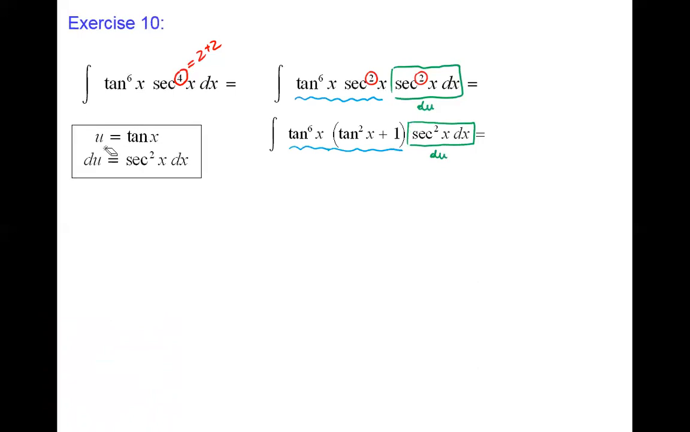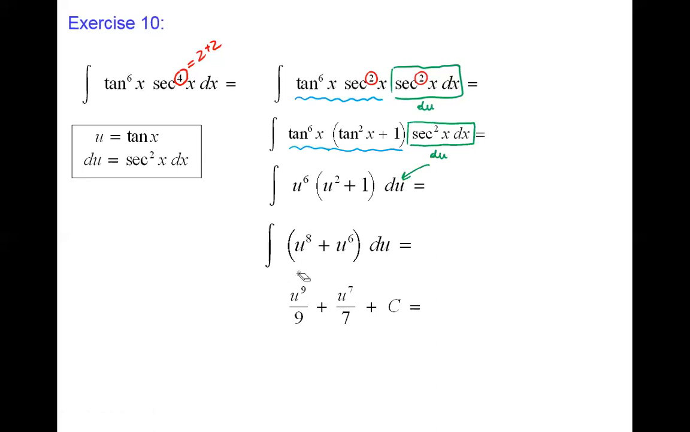u is tangent of x, du is secant squared of x dx. u to the power of 6, u to the power of 2 plus 1, and this is my du. Let's distribute u to the power of 6 times u to the power of 2. We're adding exponents, u to the power of 8, and u to the power of 6 times 1, of course, u to the power of 6. The integral of u to the power of 8 is this, u to the power of 6 is this, plus the constant of integration, and we can substitute back, instead of u, tangent of x.